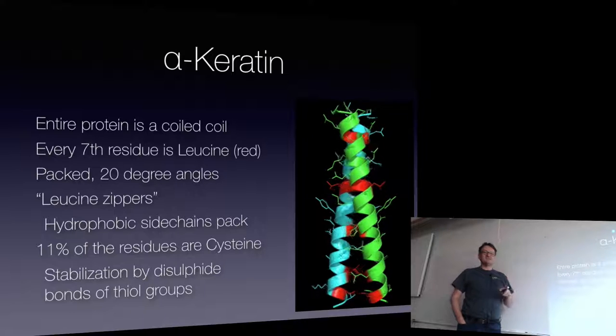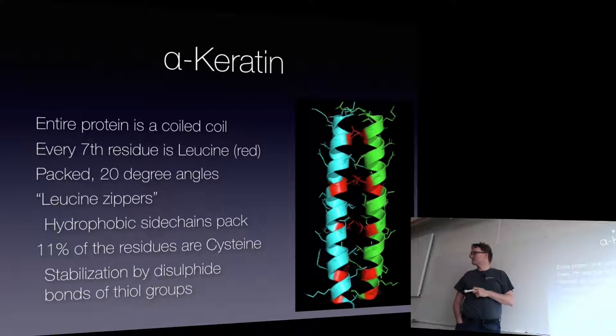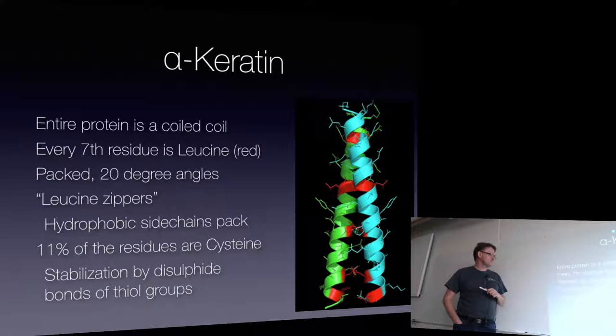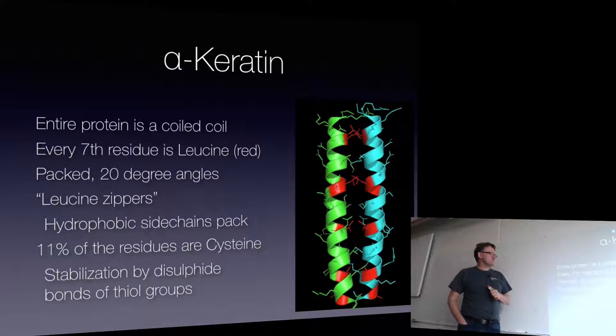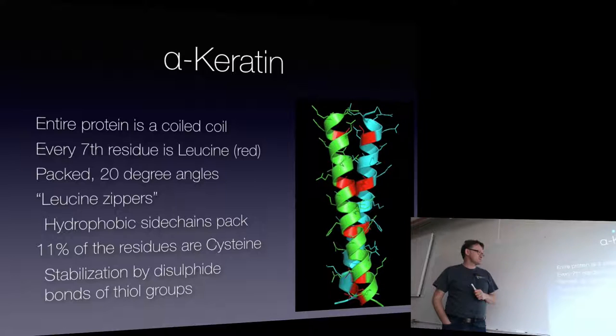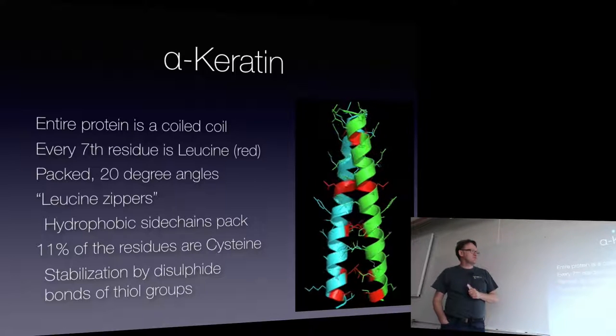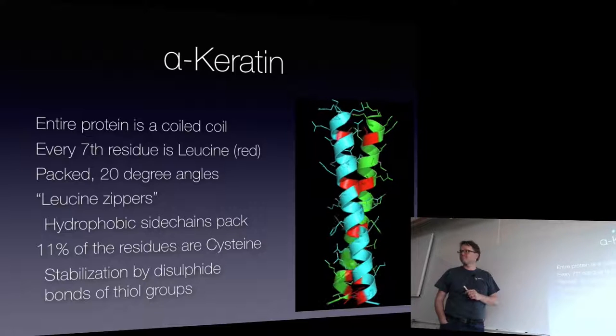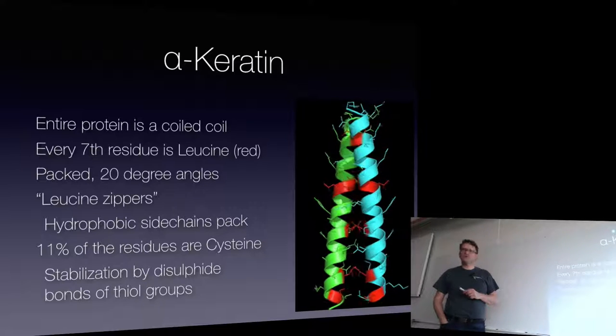When you have coils like this, it's very common to have lots of leucines in them, and in particular having every seventh residue as a leucine. And there's even a name for this, leucine zippers. So what do you think these two leucines would do? What do you know of leucine as a residue?